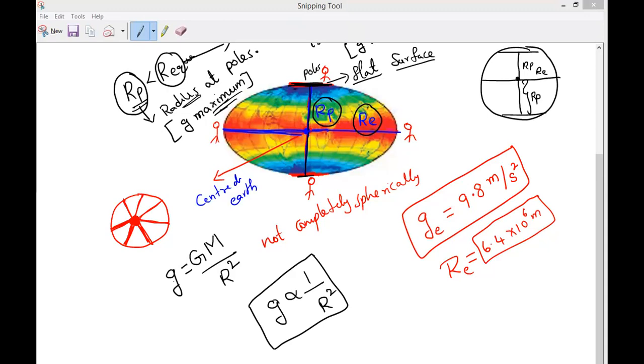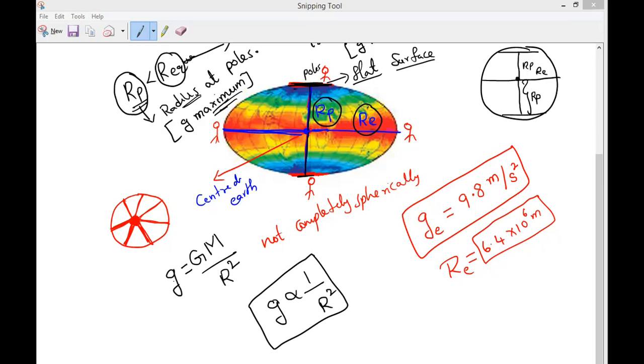So it has a flattening surface at where? It has a flattening of the earth at the poles. So they are not all the same distance from its center. So the value of g varies with the latitudes.